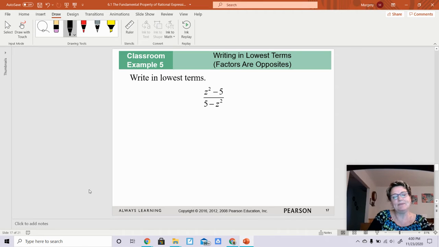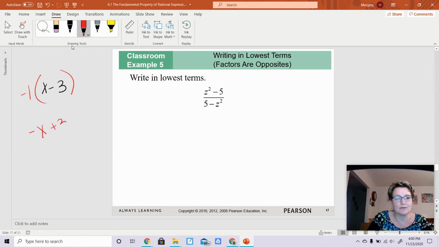So if I had something like, let's say, x minus 3, and I was to multiply this whole thing by -1, that would be negative x plus 3, right? So these two here are actually equivalent. -1 times x is negative x. -1 times -3 is a positive 3.